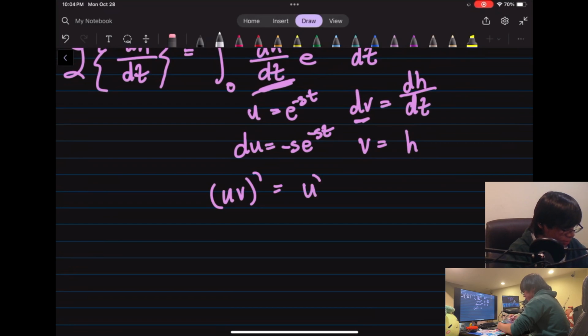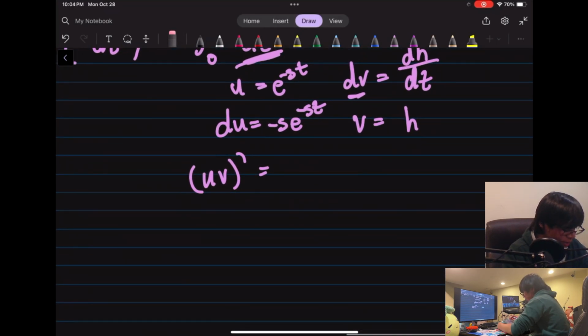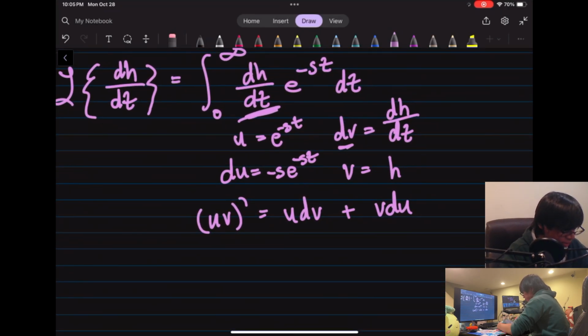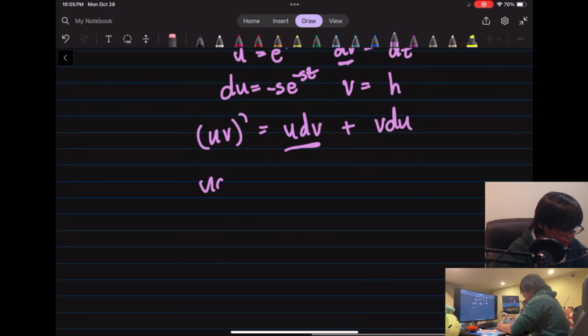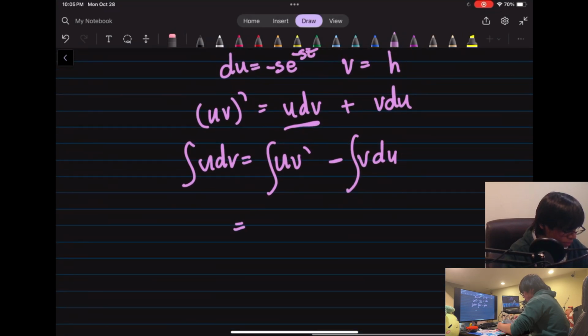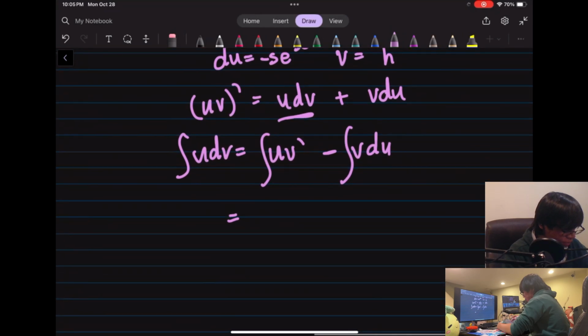I guess I should use not the apostrophes, but the d's for the derivative. I don't know, u dv plus v du. And of course, our form right now, we already have it. It's u dv. So if we isolate this, u dv is equal to uv prime minus v du. And of course, do our wiggles for integration. And we do, so uv prime.